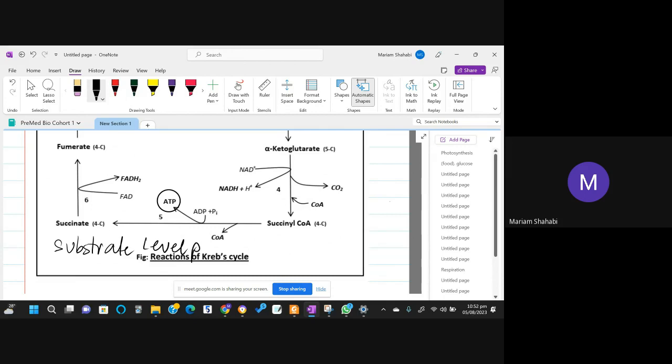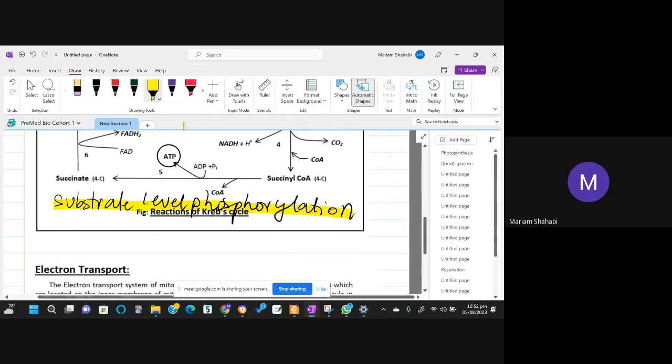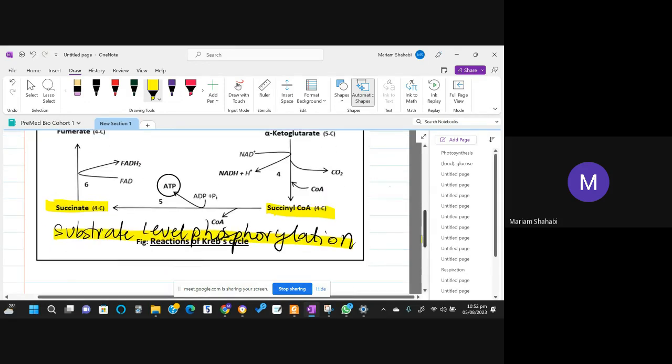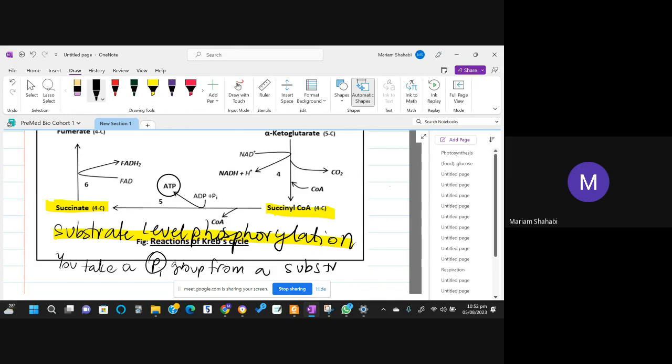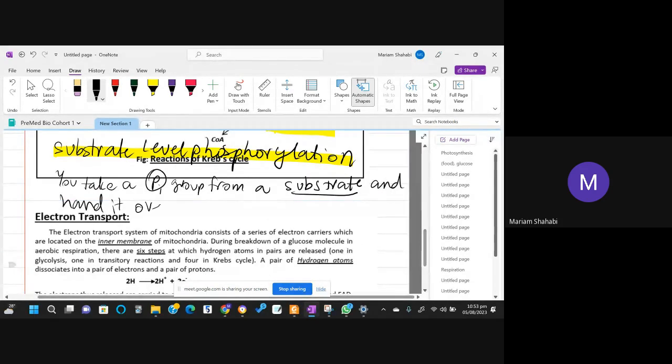I hope you know what phosphorylation is. It is simply the addition of a phosphate group. ठीक है. सबस्ट्रेट लेवल क्यों हो रही है? क्योंकि सक्सिनिल CoA एक सबस्ट्रेट है, ठीक है, सक्सिनेट भी एक सबस्ट्रेट है. यहाँ पे सिंपल एक कंपाउंड का फॉस्फेट उठाया और जाके एडीपी पे लगा दिया. ठीक है, you take a phosphate group from a substrate and hand it over to ADP. So this is substrate level phosphorylation.